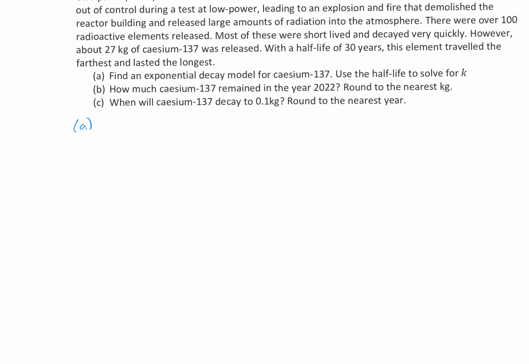I'm going to use that A of t is equal to A sub 0 e to the negative kt.